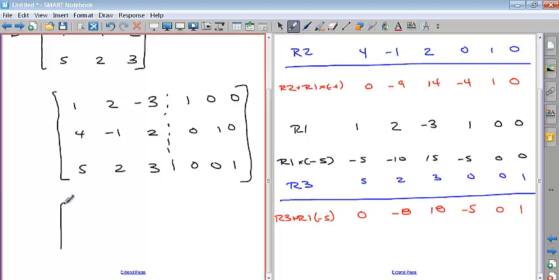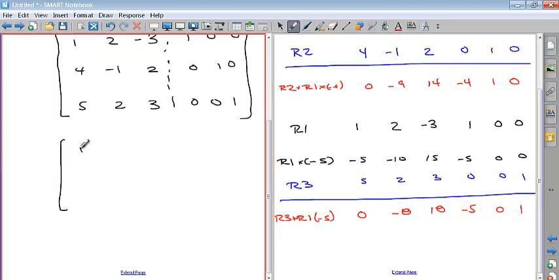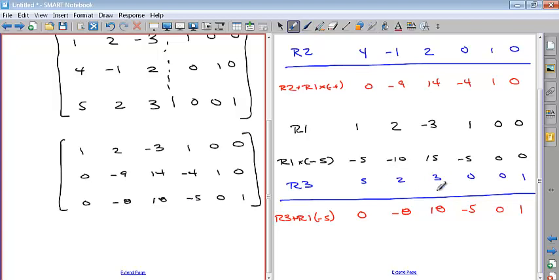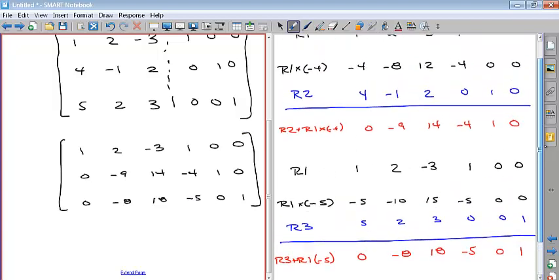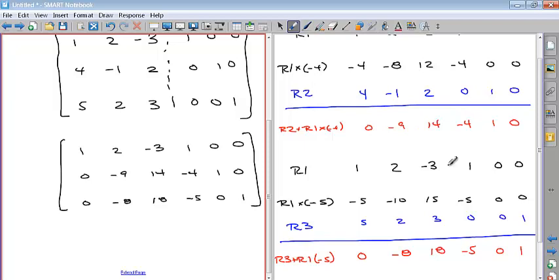So now I go over here and I create a new matrix. I leave row 1 the same. Row 2 becomes 0, negative 9, 14, negative 4, 1, 0. And then I take row 3 and I replace that with 0, negative 8, 18, negative 5, 0, 1. I'm just going to go through and check these again, because I don't want to make this mistake again. Okay, so that looks right.